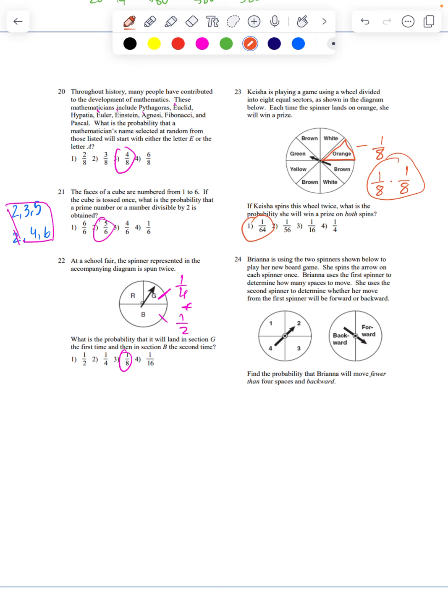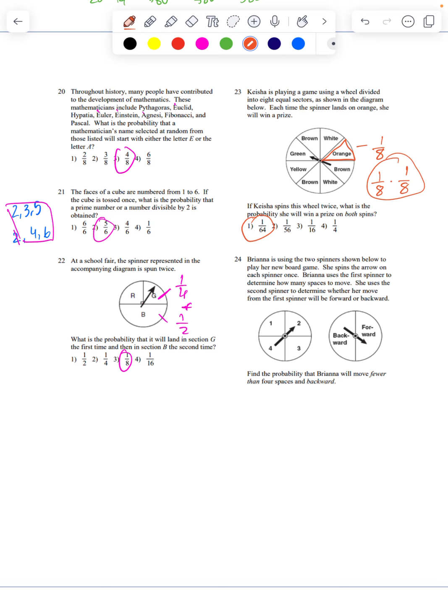Let's take a look at this. A hard example. Brianna is using 2 spinners below to play her new board game. She spins the arrow on each spinner once. Brianna uses the first spinner to determine how many spaces to move. She uses the second spinner to determine whether her move from the first spinner will be forward or backward. So she spins it one time, and then she uses the second spinner to see, oh, am I going to move forward or back?